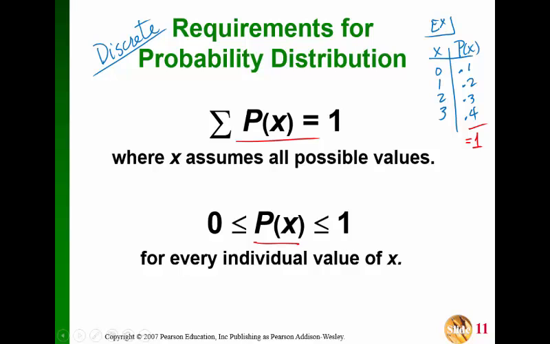Okay, so I think you have a few problems in the homework that ask you whether something is a probability distribution, and this is one way to check. You just have to make sure that all these things add up to 1, and every single one of the numbers in your P of X column is between 0 and 1. If those two things are satisfied, then we can say we have a probability distribution.